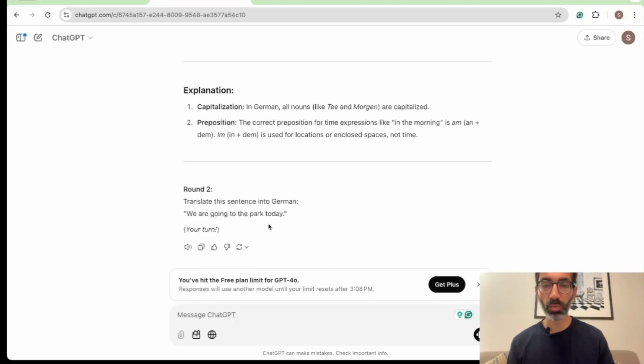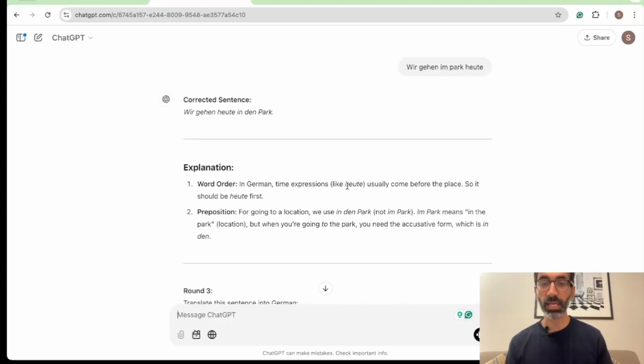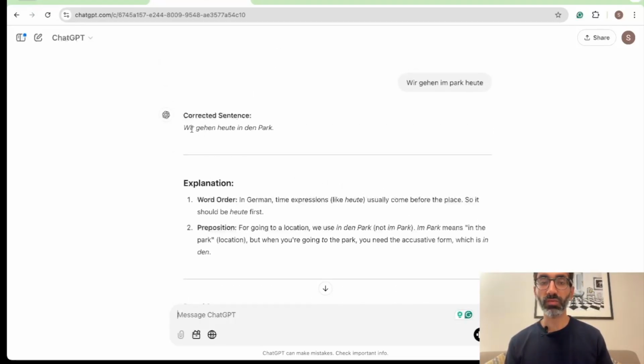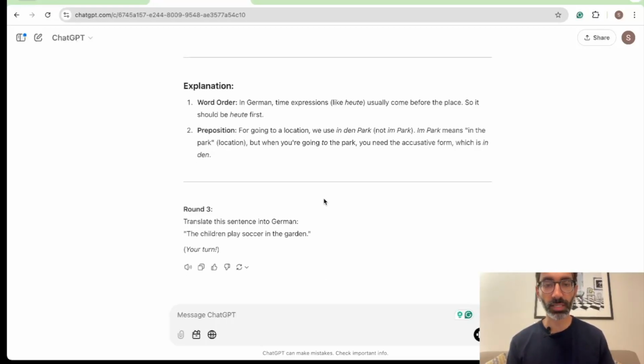Let's try maybe one more. We are going to the park today. So let's see if this is correct. Again, there are some mistakes here. So it's supposed to be "Wir gehen heute in den Park." And there is an explanation as well. You can just go through these explanations and gradually build up your understanding of sentence formation.